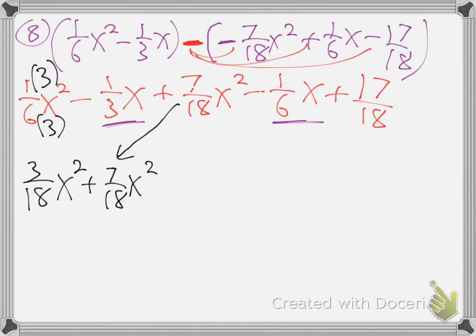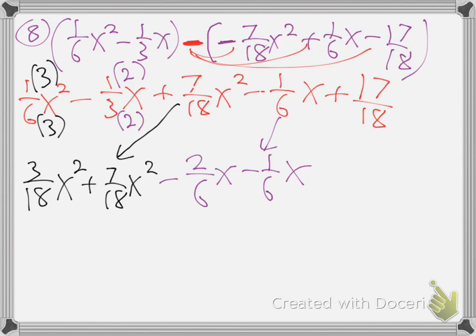Okay, so now I got to do the minus 1/3 x and the minus 1/6 x, because they're both just regular x. So I'm looking for the same letter patterns. What's the common denominator for those two? It's just going to be 6. So we good there? Multiply by 2, that 1/3. So multiply by 2, multiply by 2. Minus 2/6 x, and bring this one down. Minus 1/6 x. Good to there? So far, so good. What's left? Just that 17/18 at the back.